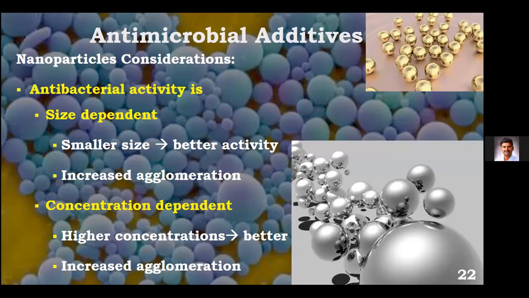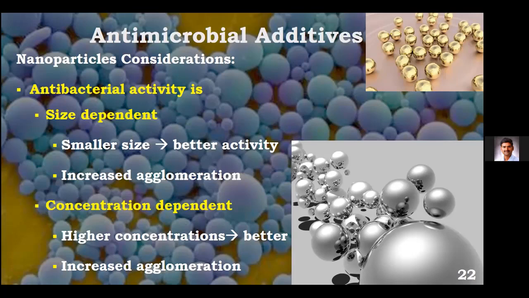But as the size of the material decreases, they have an increased tendency to get agglomerated. Of course, there are a variety of methods which can prevent this agglomeration. But nevertheless, as the size reduces, there is always scope and increased chances of agglomeration. Once the particles start agglomerating, their exposed surface area will get reduced, which may reduce the antimicrobial action of these materials.